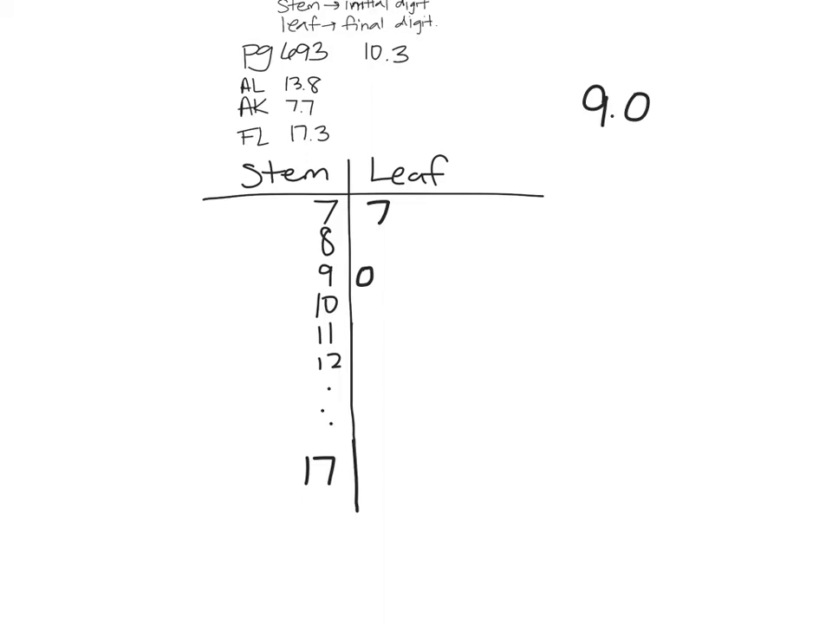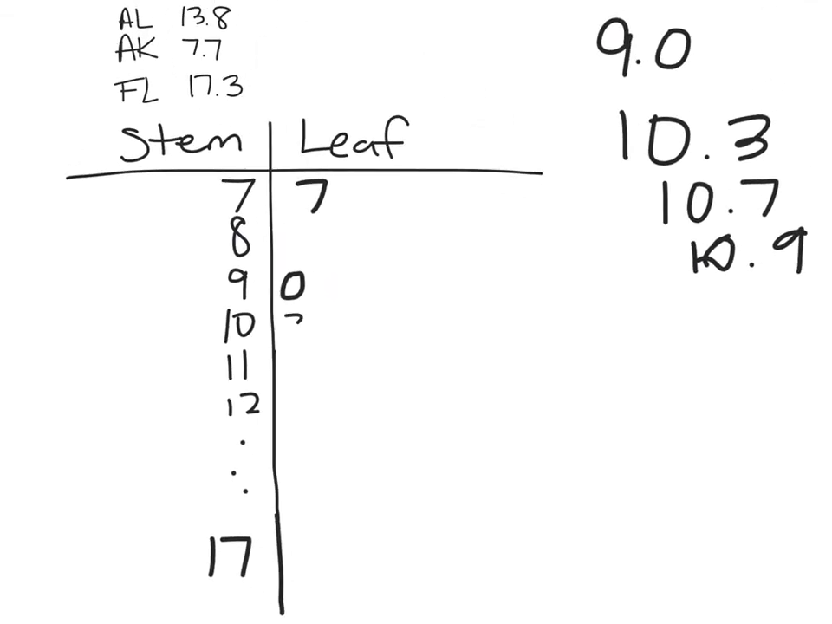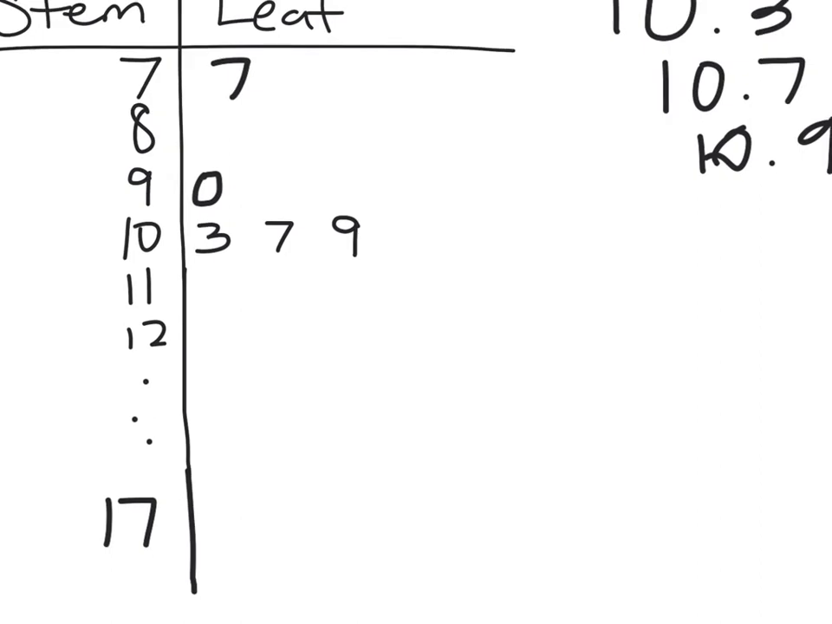For the 10%, there was a 10.3, a 10.7, and a 10.9. So for the stem of 10, there are going to be 3 leaves. You want to write them in order, 3, 7, 9. And you also want to keep your columns the same. Okay? So for 11, there's a lot of 11%? No, 11 was just 1, which was 11.4.